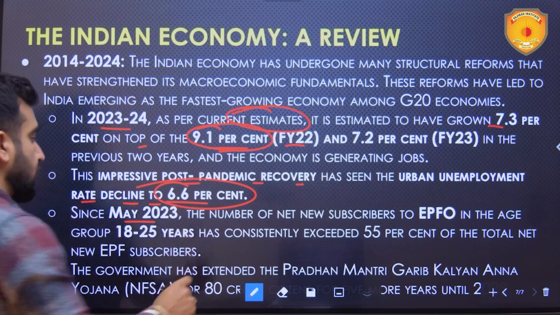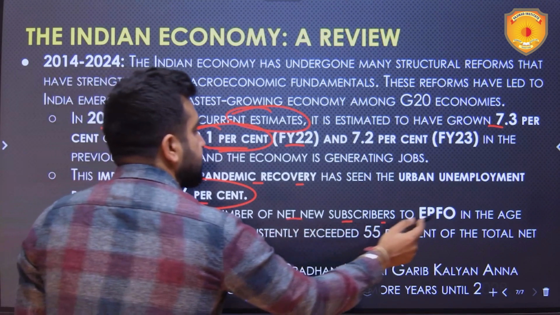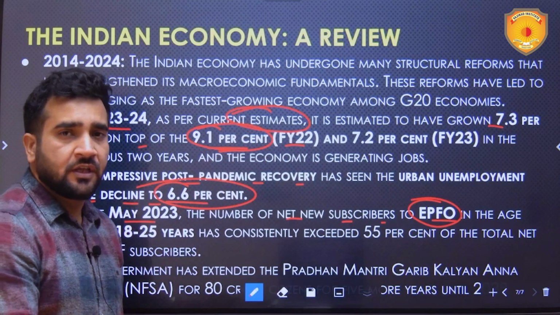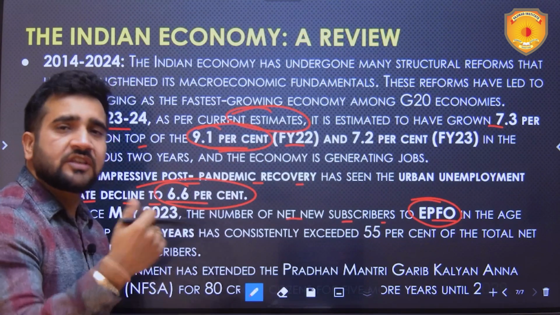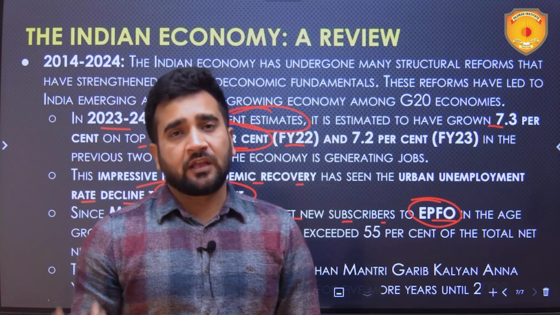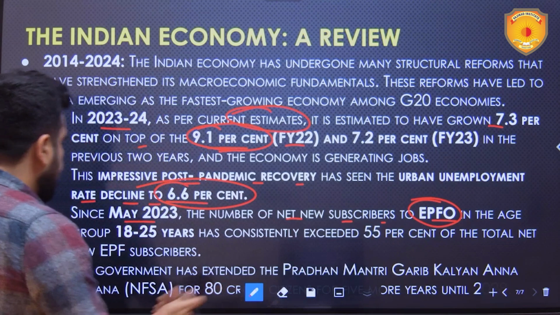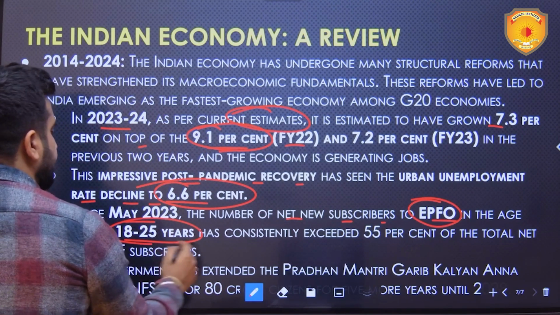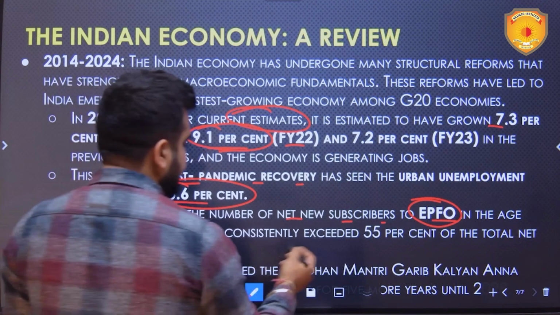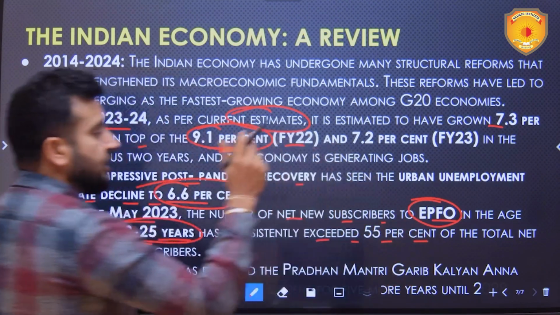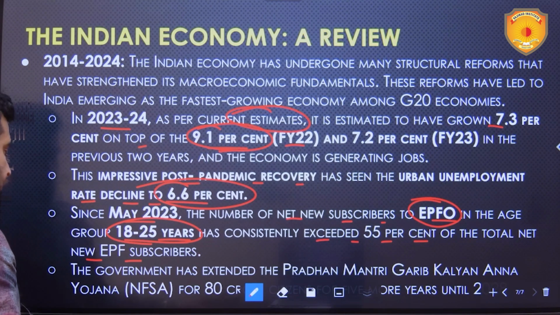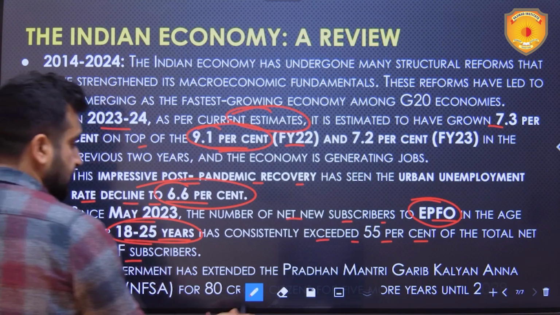In May 2023, the number of net new subscribers to EPFO, that is Employee Provident Fund Office. These are basically social security schemes which the people who are working generally adopt. So people aged 18 to 25 years have consistently exceeded 55% of the total net new EPF subscribers. Means more and more people are going for social security.